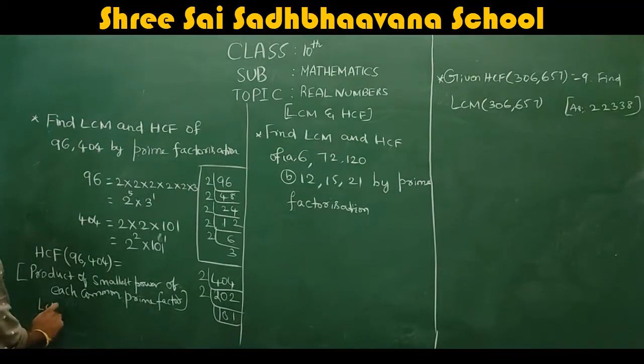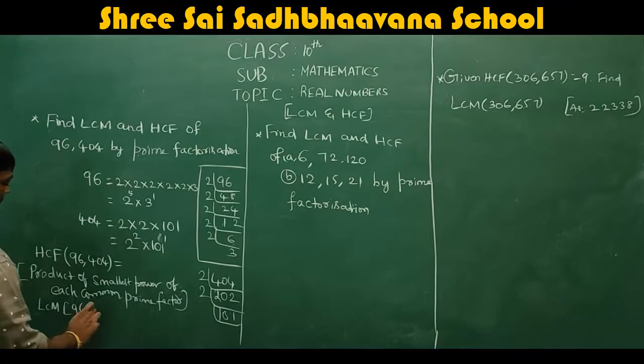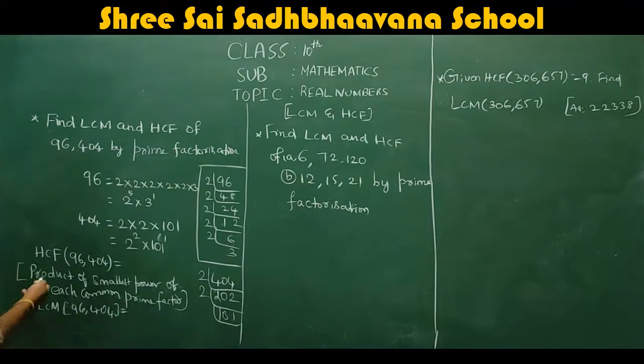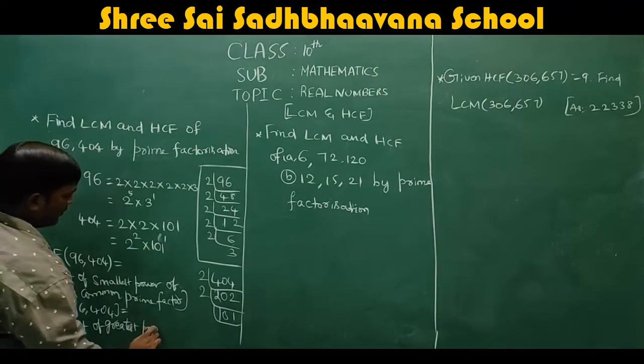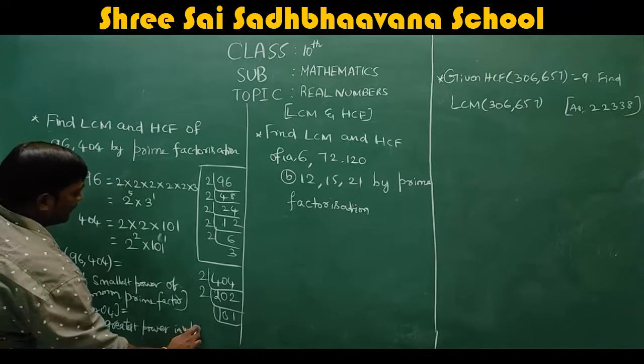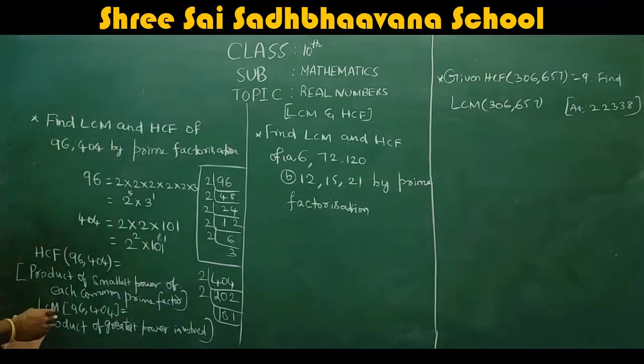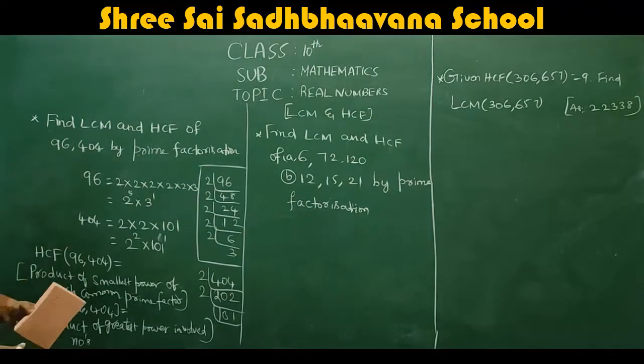Then what is LCM? LCM of 96 and 404, again we have to find it. I'm just writing this so that you can understand easily how to find the LCM. It is the product of the greatest power of each prime factor involved in the numbers.